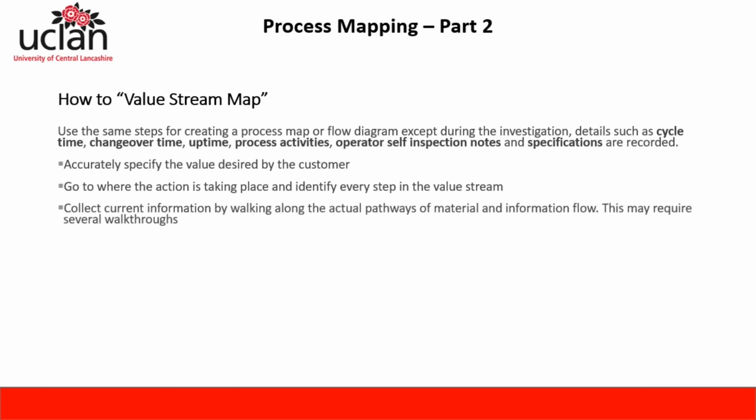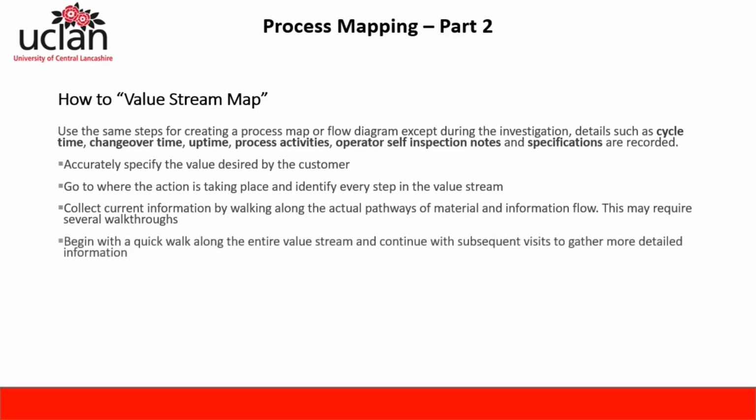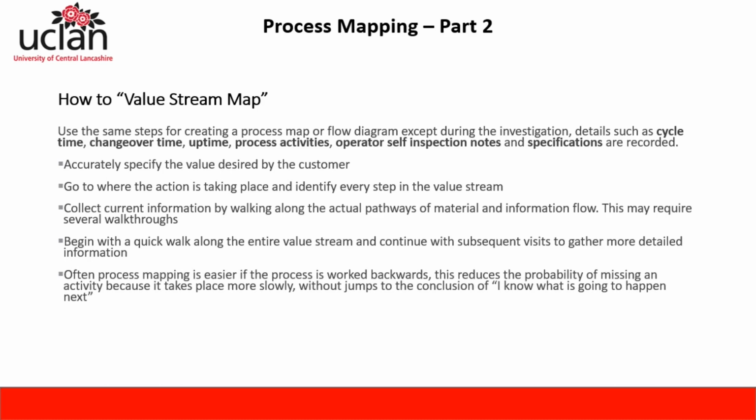You collect current information by walking along the actual pathways of the material and information flows, and this may require several walkthroughs. You begin with a quick walk along the entire value stream and continue with subsequent visits to gather more detailed information if required. Often, process mapping is easier done if the process is worked backwards, as this reduces the probability of missing an activity because it takes place more slowly, without jumping to the conclusion of, I know what's going to happen next.